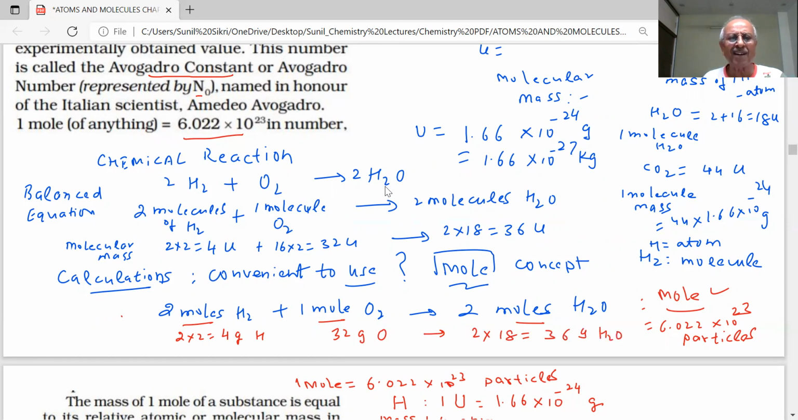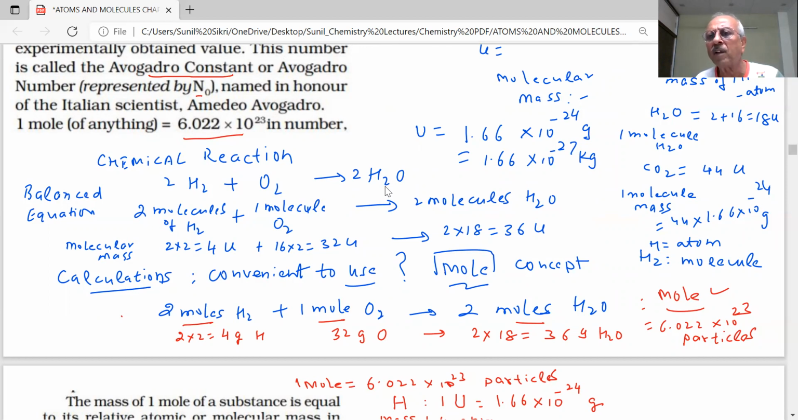So when 2 moles of hydrogen react with 1 mole of oxygen, how many grams of water will be produced? 36 grams. And if 100 moles of hydrogen are reacting, then 50 moles of oxygen will be used, and you will produce 100 moles of water. What will be the mass of 100 moles of water? 100 into 18, 1800 grams, which means 1.8 kg.